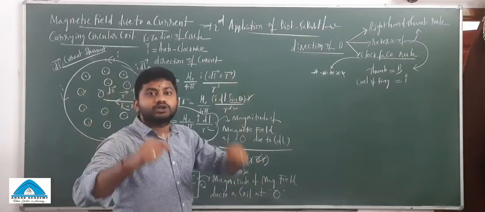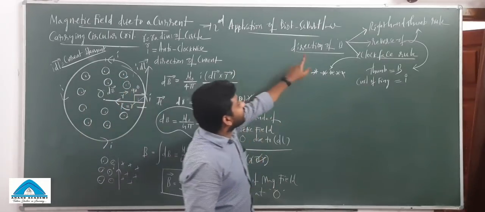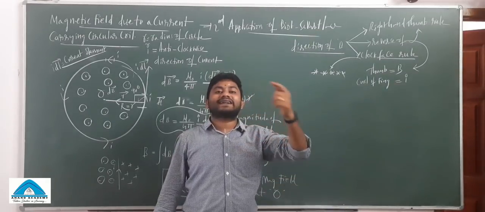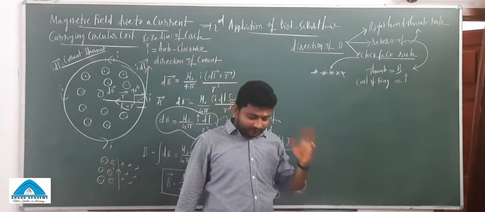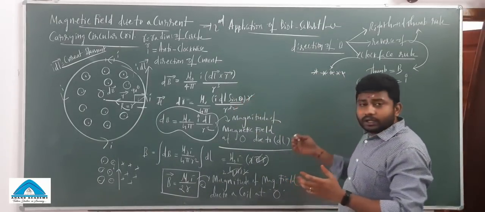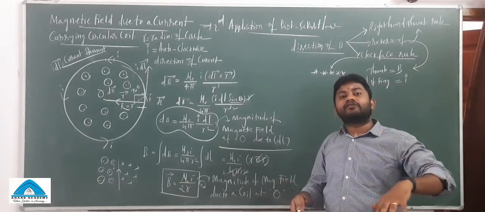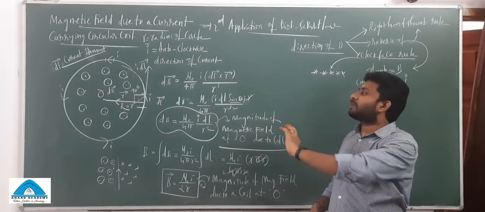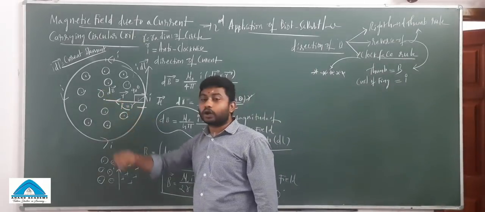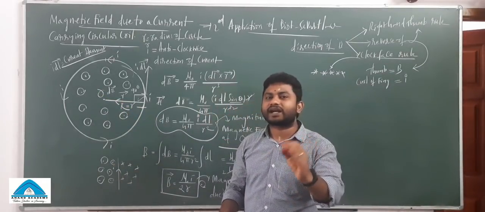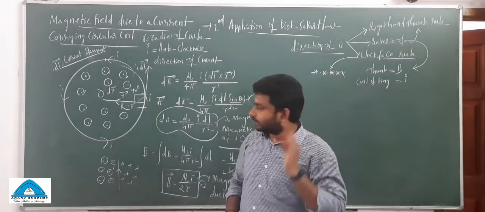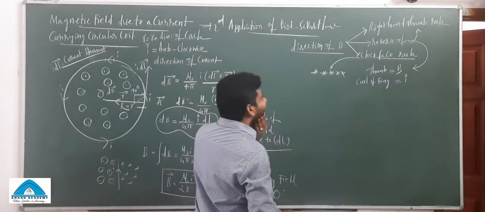The clock face rule is also used to find the direction of magnetic field due to a circular current carrying coil. By seeing the direction of current, we can find whether the magnetic field lines are coming out of the plane or moving into the plane at the center of the coil. Just by seeing the direction of current, we can show and prove that. How? Let's start.